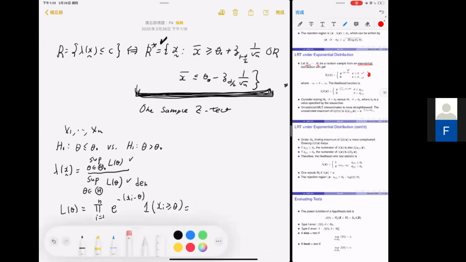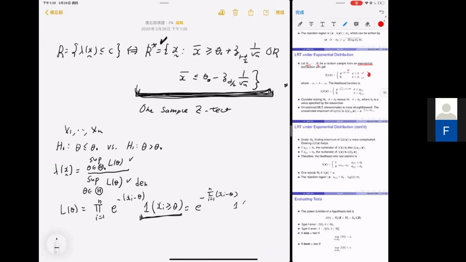This guy is exponential. Minus, the product of consecutive exponentials becomes a summation. And then right here, you know the drill, right? So every xi bigger than theta, I can simply define as X1 bigger than theta. I do anticipate you know how to derive the MLE right here.